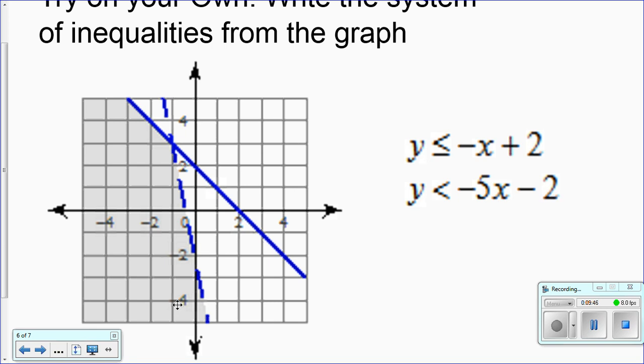Okay? That's it for systems of inequalities. Like I said, it's really easy. Yeah. I can't think of anything else to show you.